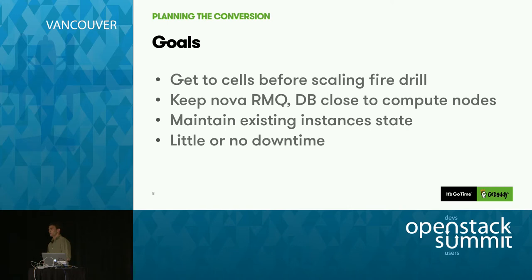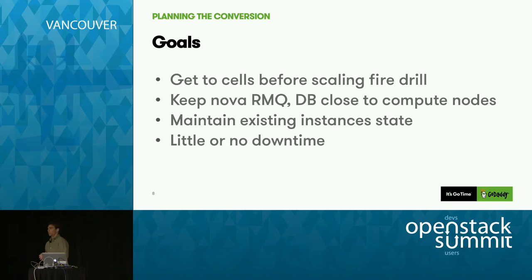So for us to go to cells, we had a few goals. The main driver really was that we understood we probably were going to need to go to cells at some point anyway to get to the scale that we knew we were eventually going to hit. We wanted to be in a place where we could scale quickly when we wanted to, and not come up to a brick wall and have to solve the problem on the fly while things are on fire. So that was the real big driver.